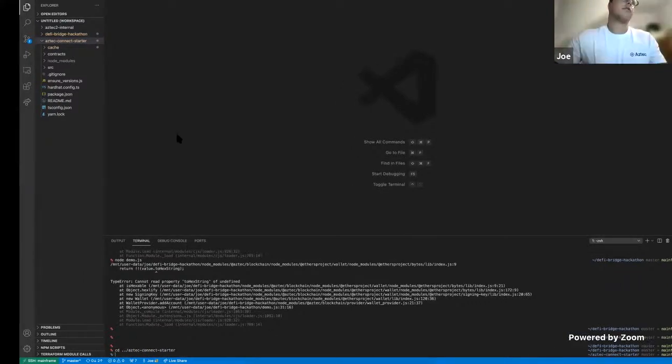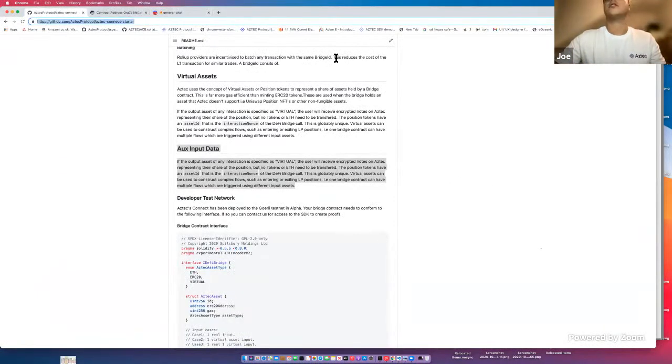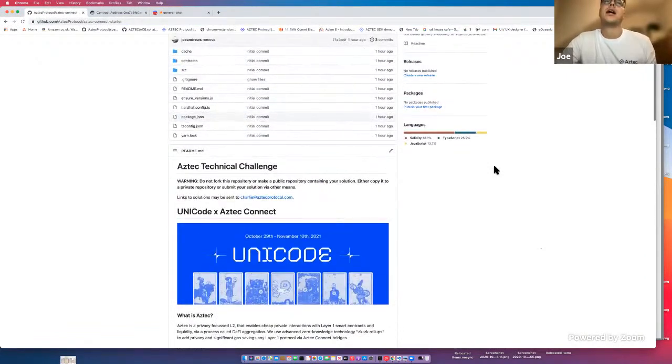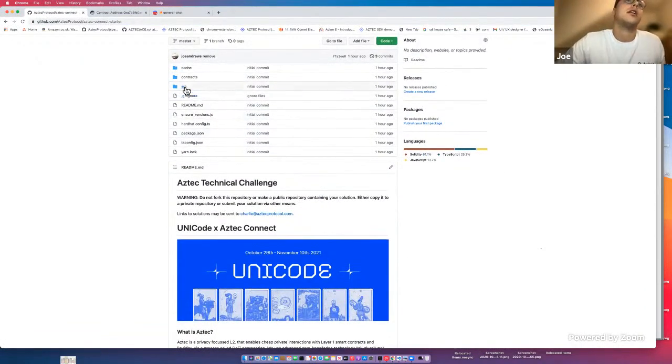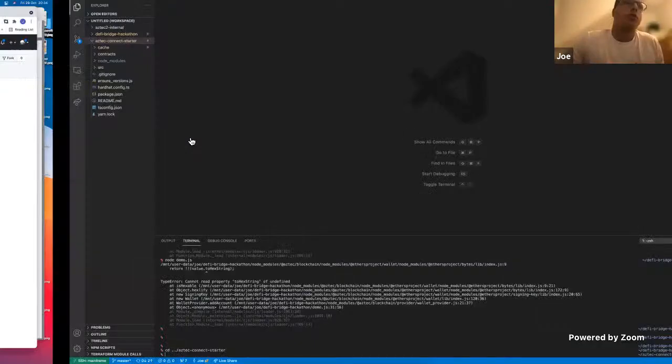So we have this repository. I'll just post it in the chat so everyone can see this. This is the starter repo for the docs as well, of how a bridge contract works, and it has some test cases and an example Uniswap v2 contract. So I'll go through this on my VS Code, but yeah, I'll just switch across actually.